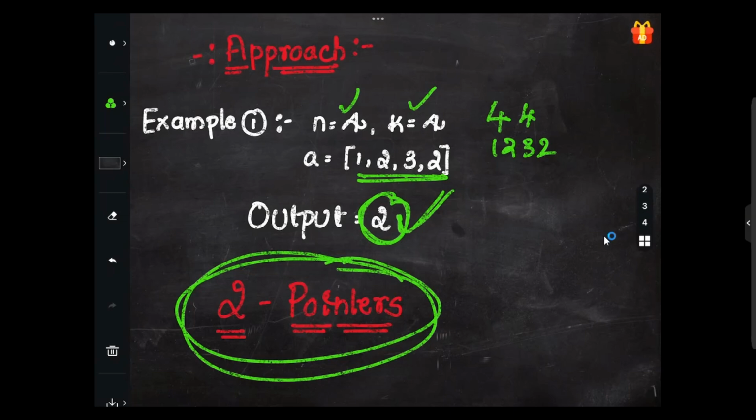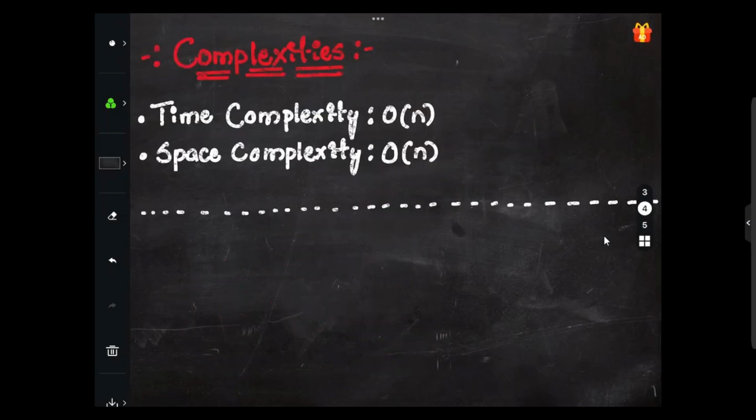So the approach works absolutely correct in this case, right? We are going with the 2 pointers with hash map. So this works absolutely correct. Next, let's discuss the complexities part very quickly, and let's start writing the code.